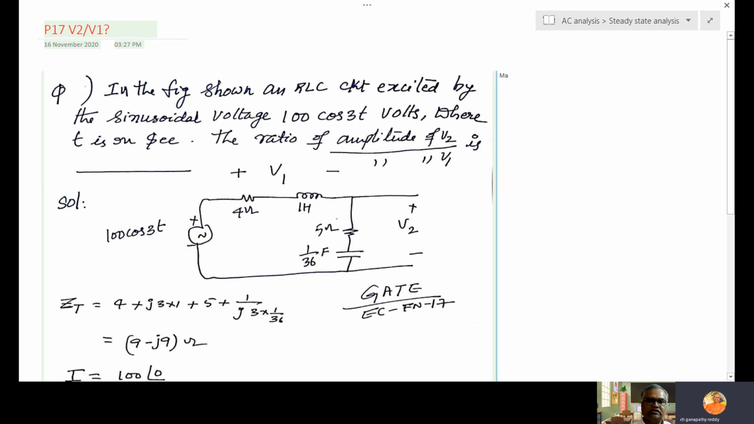V2 is across RC, V1 is across RL. It is asking the ratio of amplitudes of V2 by V1.